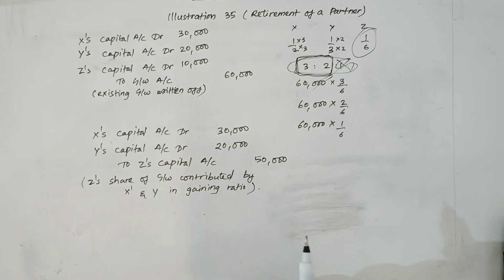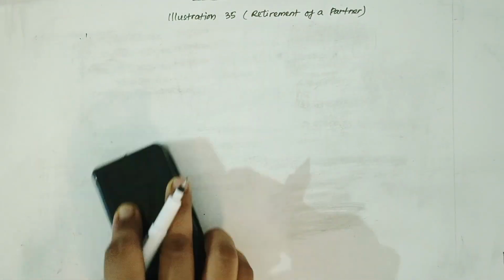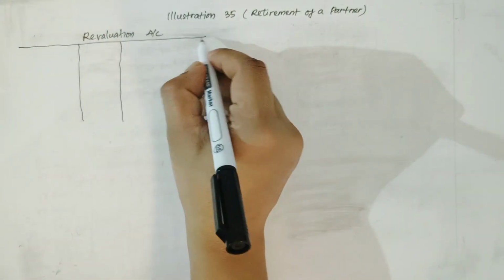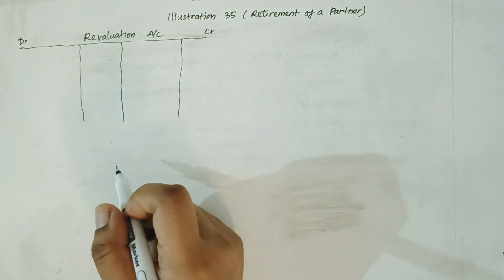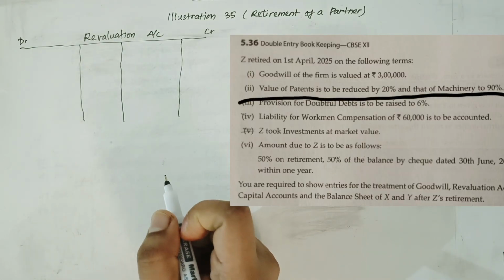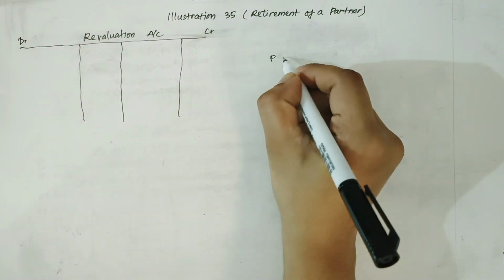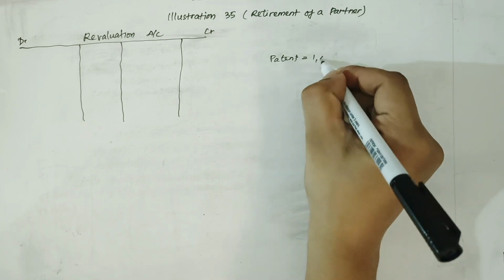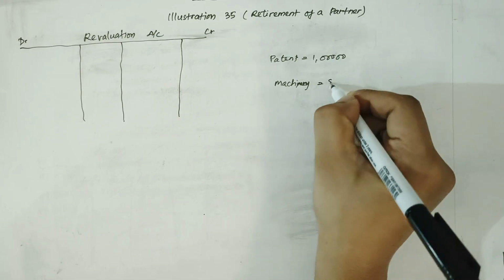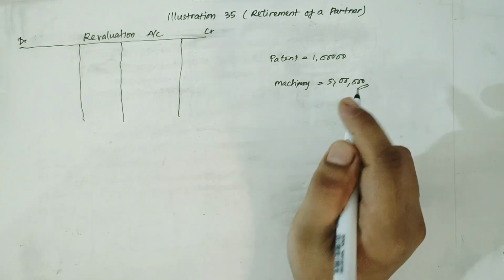So the next one, we have to prepare revaluation account. Okay, let's see. First one, goodwill of the firm. Okay, that's over. Value of patent is to be reduced by 20% and that of machinery to 90%. The value of patent is 1 lakh and machinery is 5 lakh.